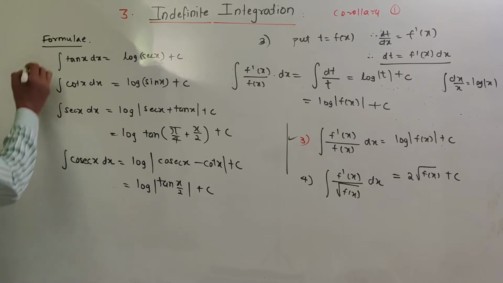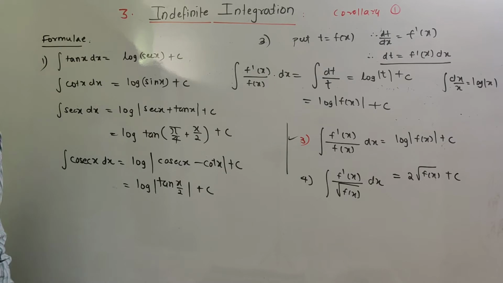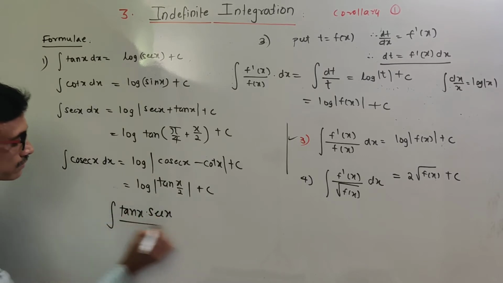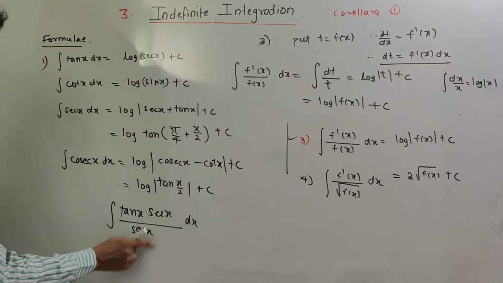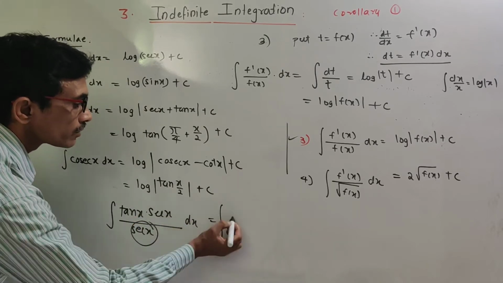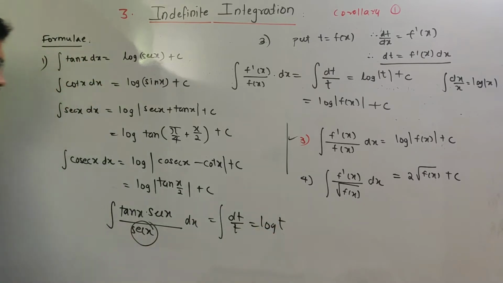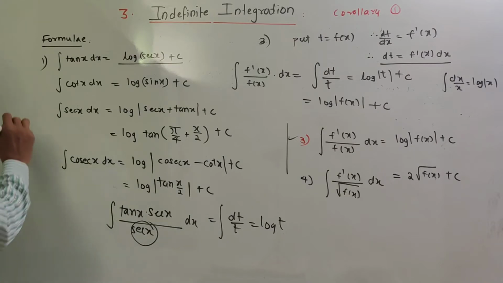Formula one: integral tan of x. If we multiply both numerator and denominator by sec x, the derivative of sec x is sec x tan x. So if we put the denominator equal to t, then this will become dt upon t, that is log of t, which will be log of sec x plus c.